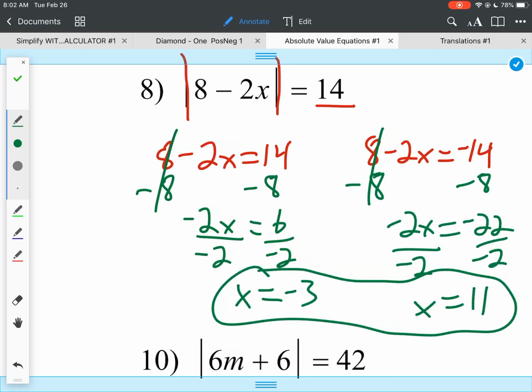You're always going to have two answers for our purposes, so please circle both of them. Okay, find two answers. You will get the graphing calculator on this, so you don't have to worry about adding, subtracting negatives. All right.